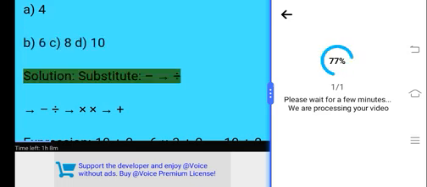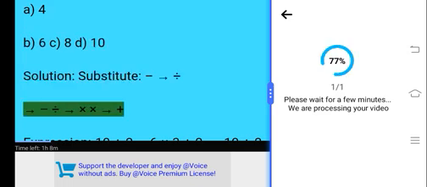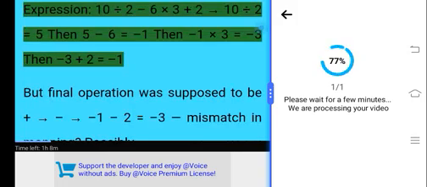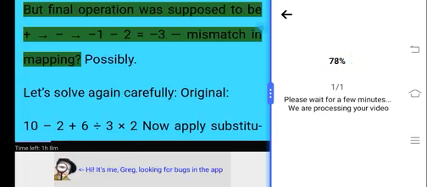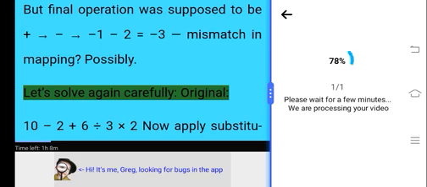Solution: substitute. Plus becomes divided by, divided by becomes times, times becomes plus. Expression: 10 divided by 2 minus 6 times 3 plus 2. 10 divided by 2 equals 5, then 5 minus 6 equals minus 1, then minus 1 times 3 equals minus 3, then minus 3 plus 2 equals minus 1. But the final operation was supposed to be plus, so 1 minus 2 equals minus 3. Mismatch in mapping, possibly. Let's solve again carefully. Original.